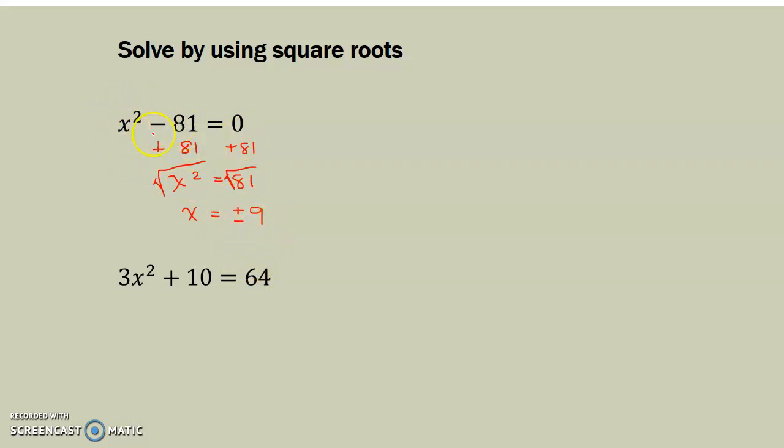Hopefully some of you noticed this is also a difference of squares, so you could have done this one by factoring. Real quick off to the side, I could have factored that as x plus 9 times x minus 9 equals 0, and then separated that and solved it that way. We'd still get negative 9 and positive 9 as my two solutions.